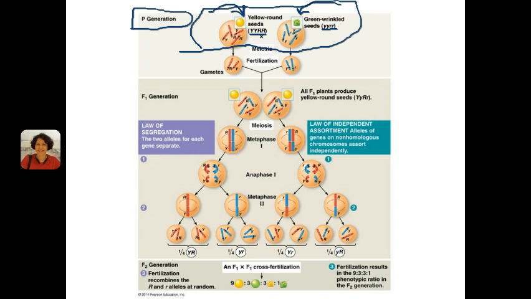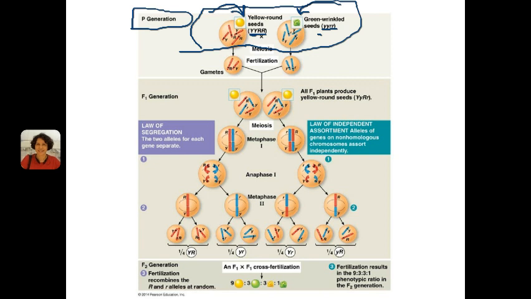Both of the plants in that P generation are true breeding, and true breeding means that they are homozygous for those two characteristics. The plant on the left side is homozygous for the yellow color allele, and it is also homozygous for the round shape allele. The plant on the right side is homozygous for the green color allele, and it is also homozygous for the wrinkled shape allele.